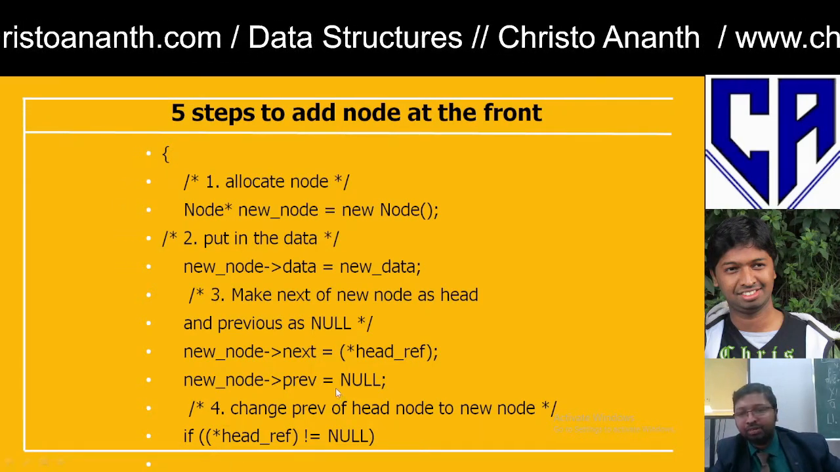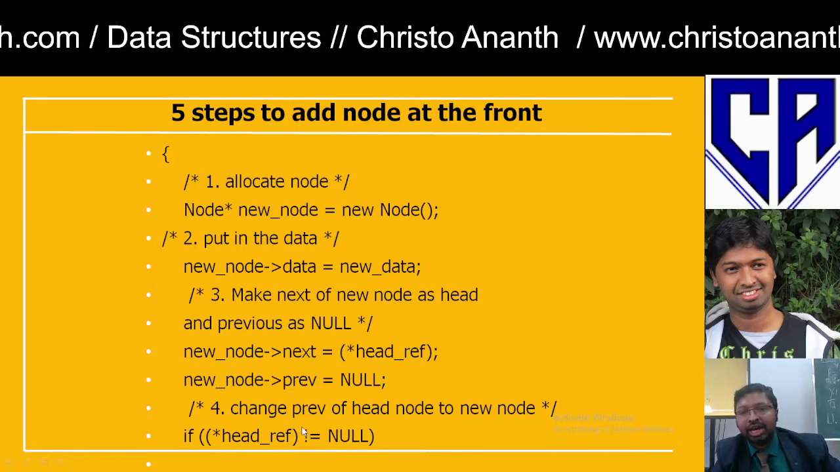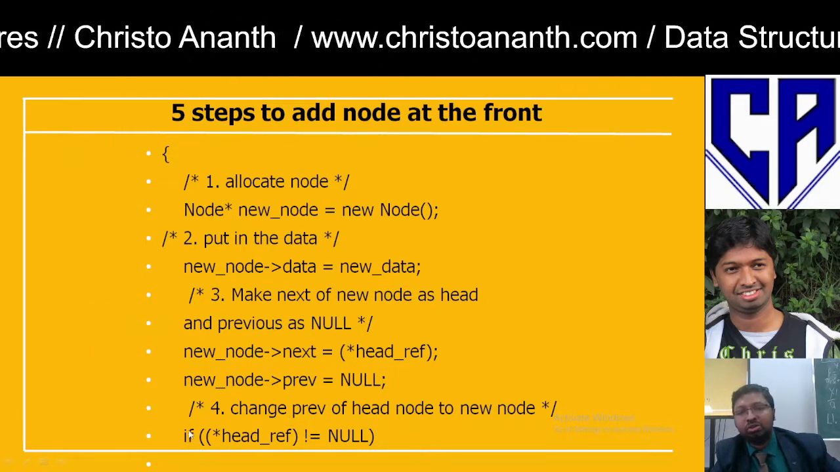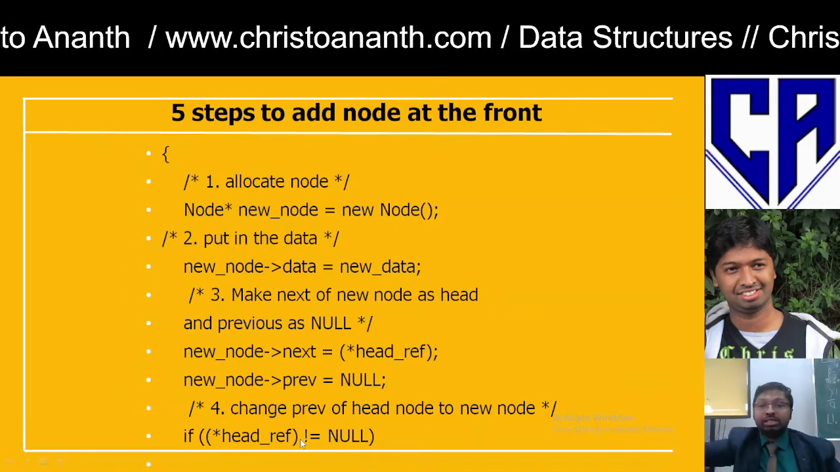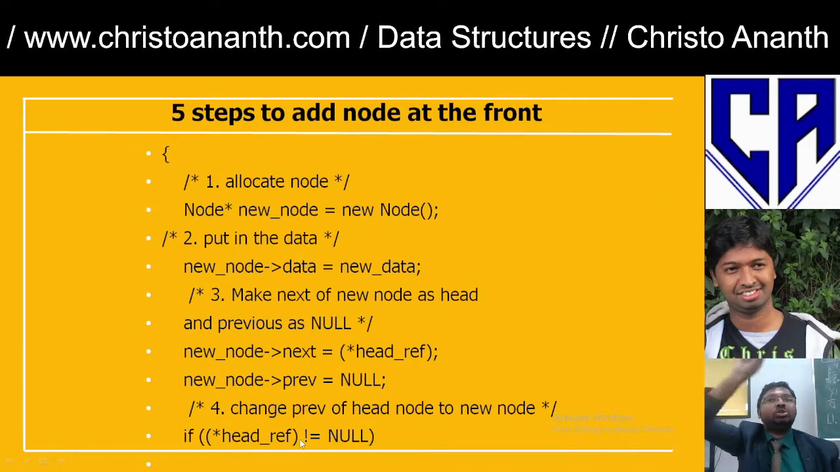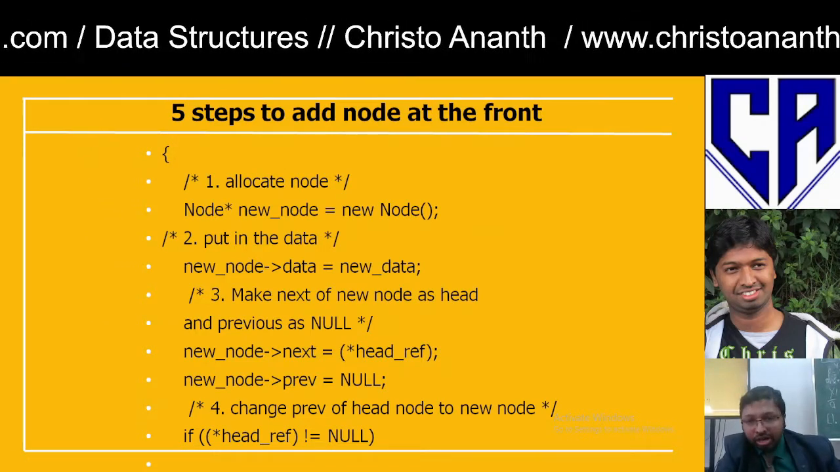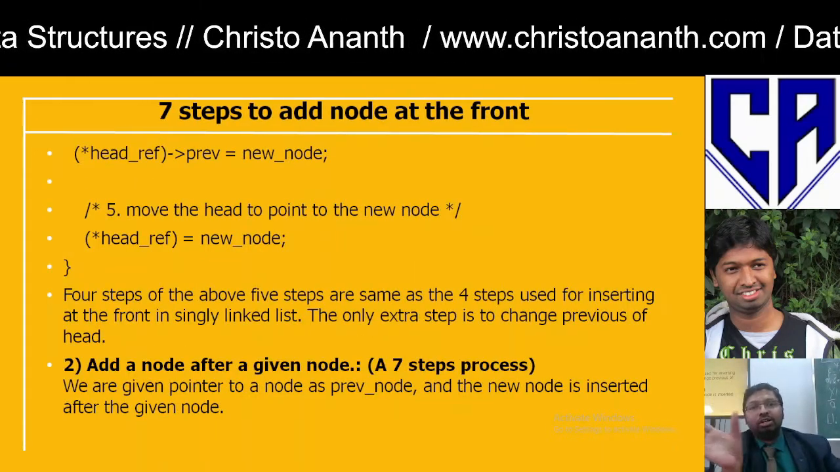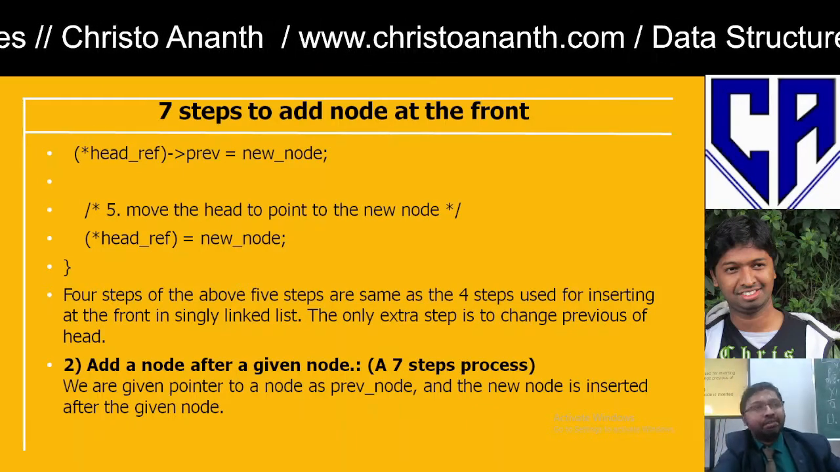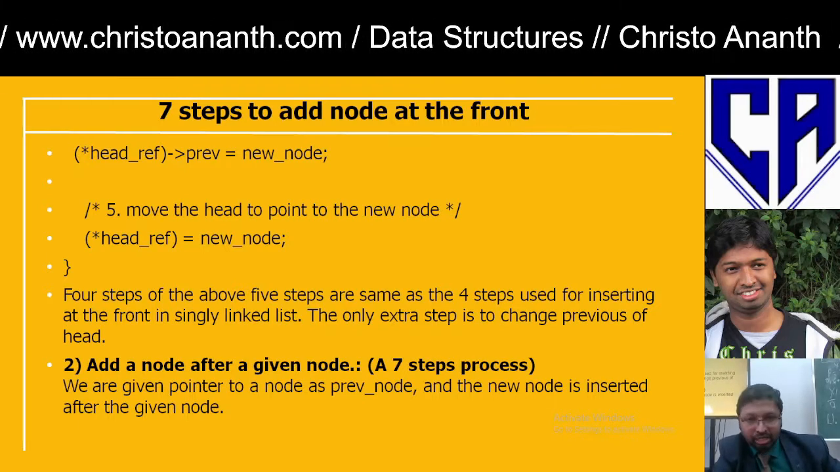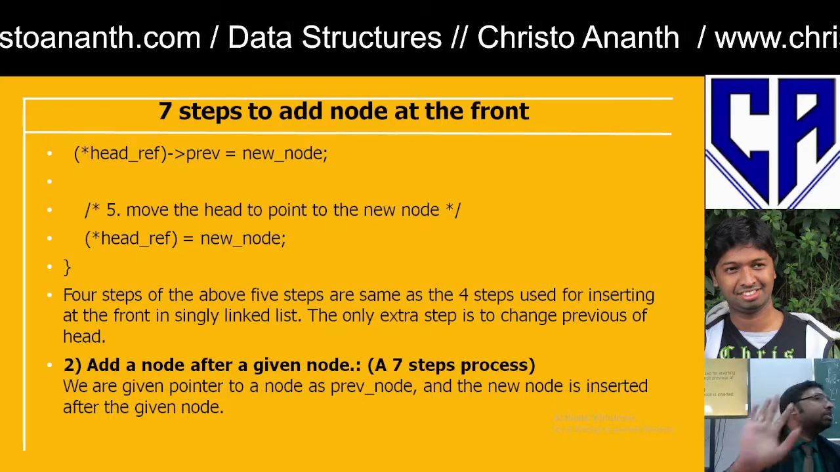So new_node previous is equal to null, and you are going to change the previous of the head node to the new node. So in the first case you check if it is equal to null. In this case, if head_reference is not equal to null, then head_reference previous is equal to the new node, and you are going to point to the new node, which is head_reference is equal to new_node.